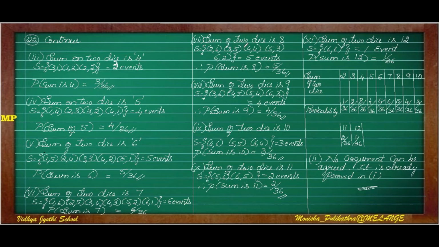Next comes sum of 8. Sum of 8 is 2 6, 3 5, 4 4, 5 3 and 6 2. Only these 5 events will give you the sum of 8. So 5 events are there. Probability of sum of 8 is 5 by 36.